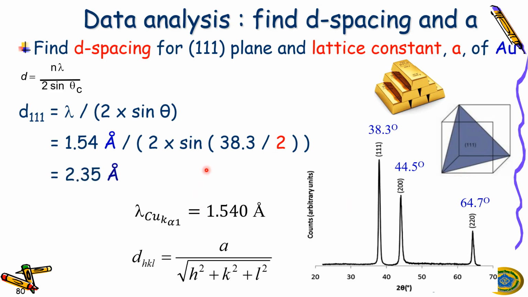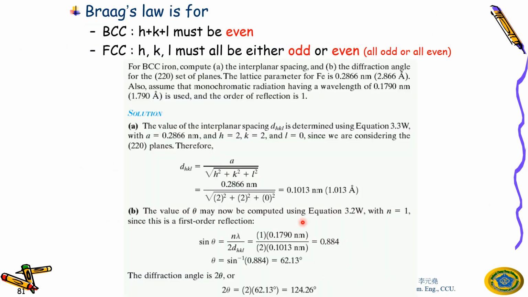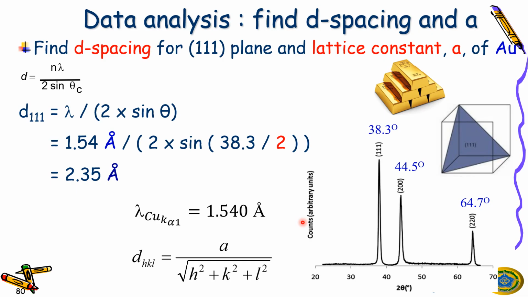So as a result, use your calculator and you can find that D111 is 2.35 angstrom. Once you find the D spacing, if you know the relationship between A and D, then you can find A, right? How do you find A? I need to tell you what kind of structure it is, BCC or FCC, and you can find the relationship between D and A. Or you can use this equation, 111 and then 111 here, and you find A here.